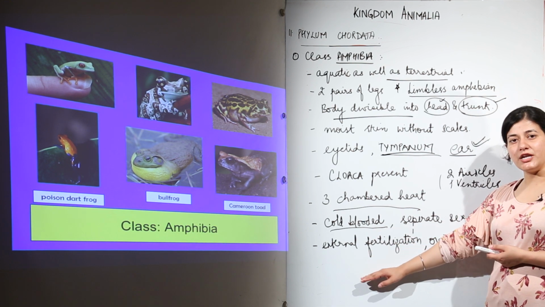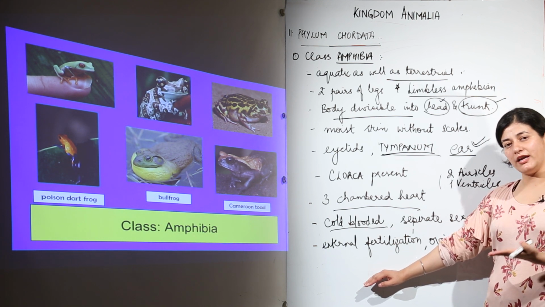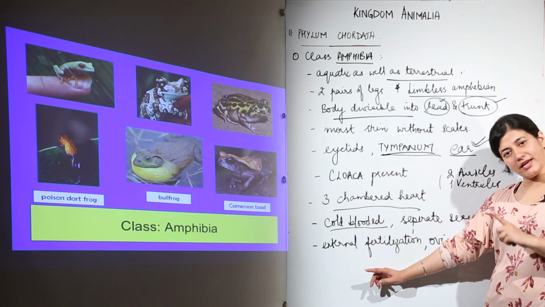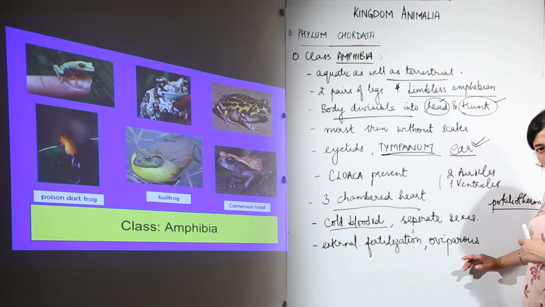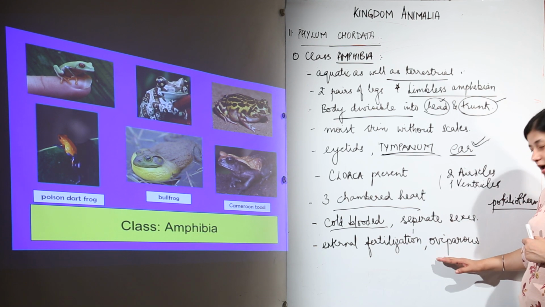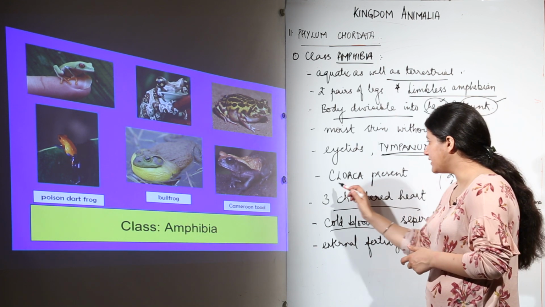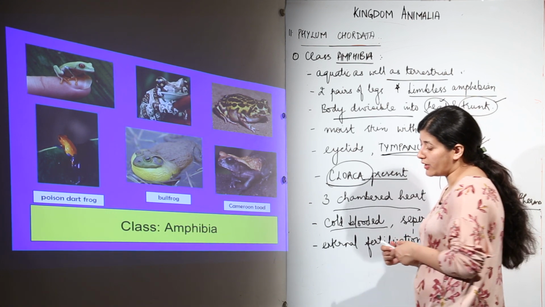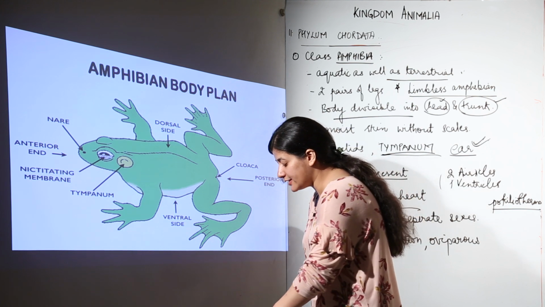The fertilization happens to be external, that is the gametes from both male and female bodies would be released out in the habitat and the fertilization would take place over there, resulting into the formation of amphibian eggs. So they are oviparous as well. Now we have one point, that is cloaca, that is present in these organisms. What is cloaca? For that we have to see the body plan basically.